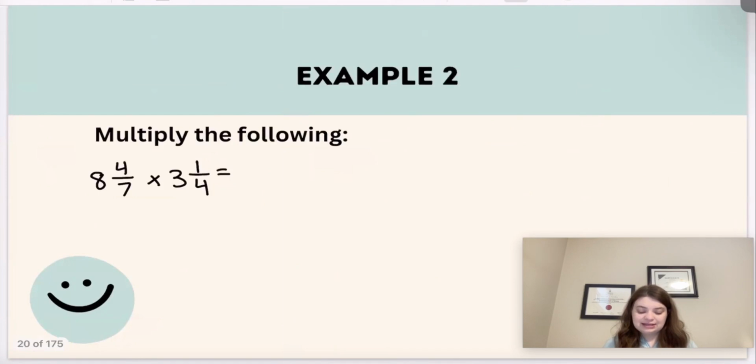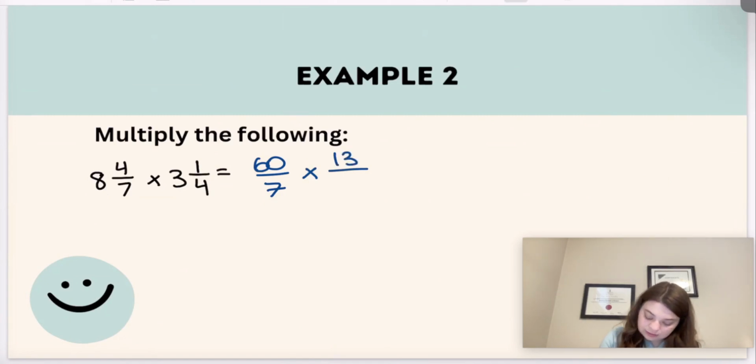Let's do a second example: 8 and 4/7 times 3 and 1/4. First, I'm going to switch both of these into improper fractions. So 8 times 7 is 56, and 56 plus 4 is 60. So this would be 60 over 7. Then we have 3 and 1/4. For that one, I multiply 3 times 4 to get 12, and then add 1 to get 13. So we would get 13 over 4.